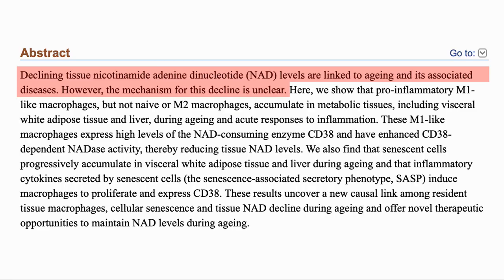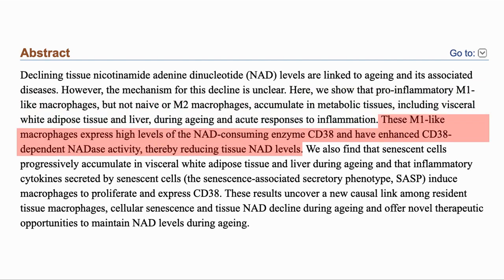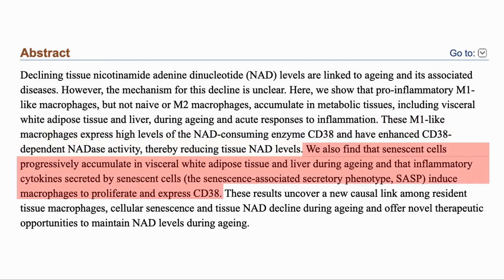We know that NAD declines as we age. However, the mechanism of this is not clear. In this study, they looked at M1-like macrophages, which accumulated in fat and liver tissue during aging and in response to chronic and acute inflammation. These M1 macrophages express high levels of CD38, which is an enzyme that consumes NAD and therefore reduces NAD levels.